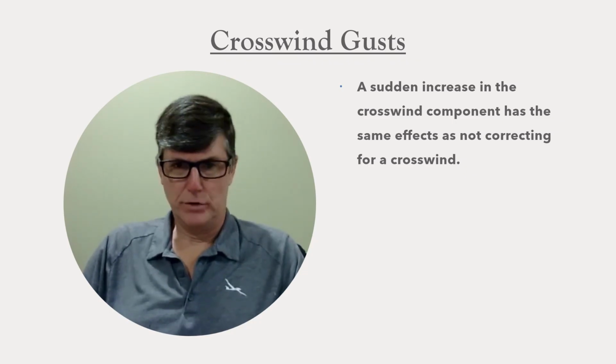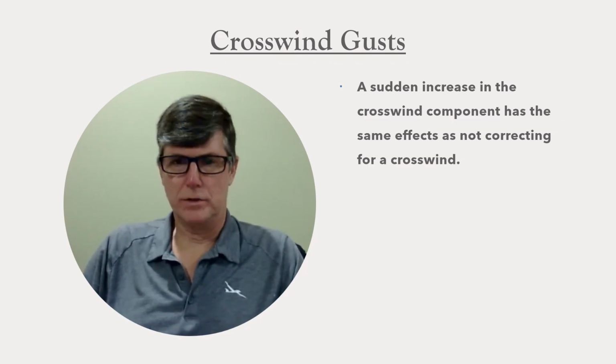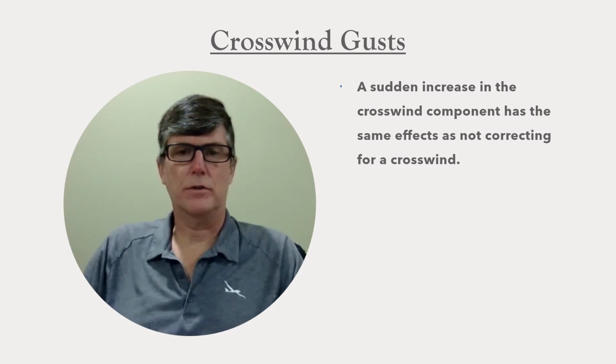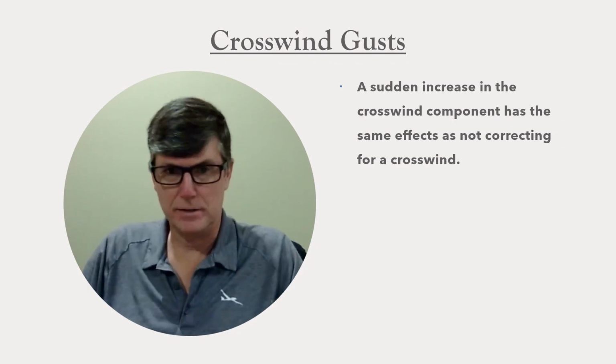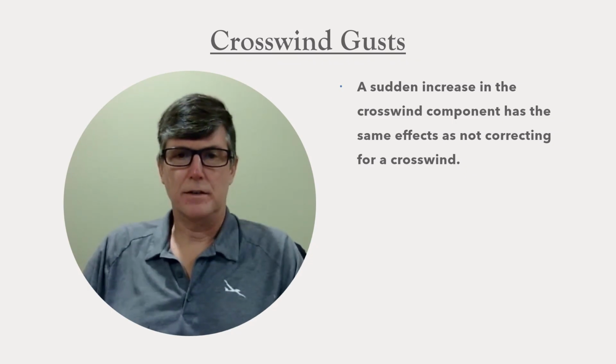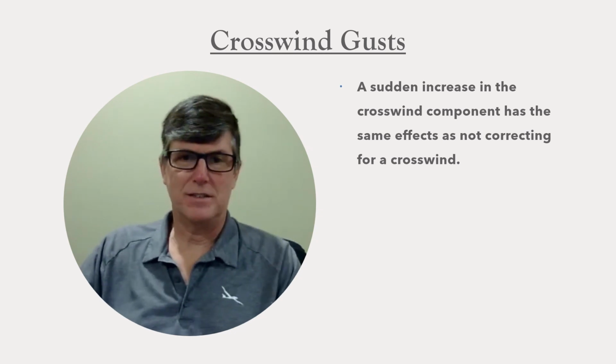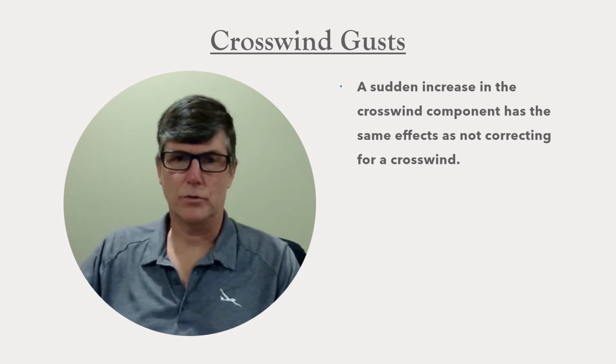So if you had a 5-knot steady crosswind and you did everything right in order to correct for that crosswind, but just as you start to rotate, the crosswind suddenly becomes 15 knots, then the effect on the airplane will be like a 10-knot crosswind that you didn't correct for.